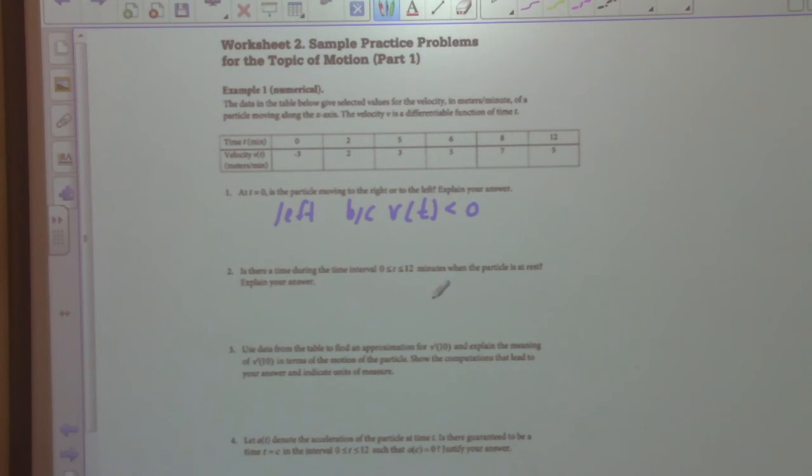2, is there a time during the interval from 0 to 12 minutes when the particle is at rest? I think yes, because 0 is in between -3 and 2. Yeah, so what we'll say is that you could say that 0 is greater than V of 0, but less than V of 2, right?